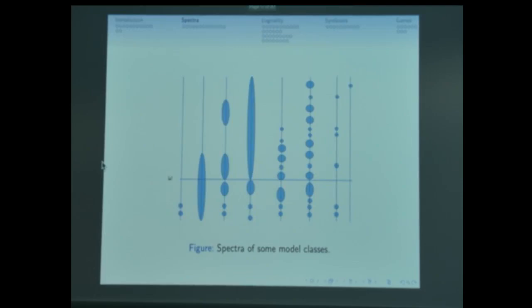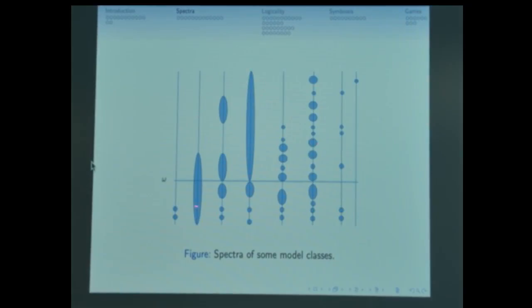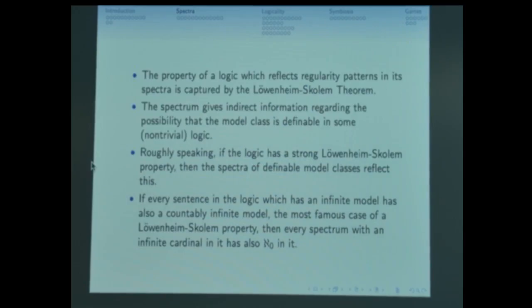So here's a picture for you, spectra of some model classes. The idea is to at least make a distinction between where you have regularity and where you have irregularity. These all look regular. There are some nice questions about finite spectra.